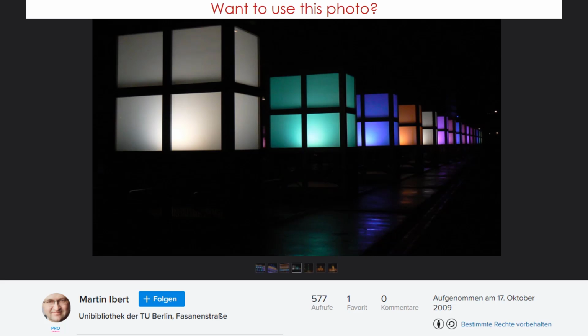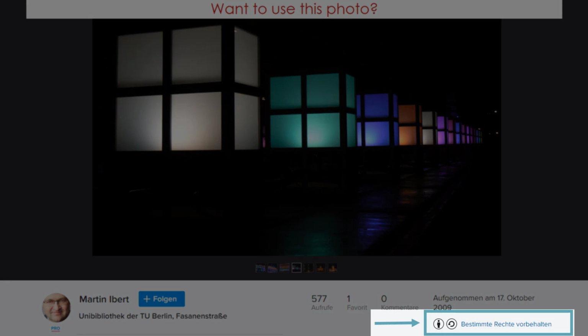Let's have a look at an example. We assume you want to use this photo of the light pillars placed outside of the TU Berlin University Library. The photo is available under CC BY SA 2.0 license. That means users are free to share and adapt the image. If the photo is changed or transformed, the adaptation, the new work, has to be distributed under the same license conditions.